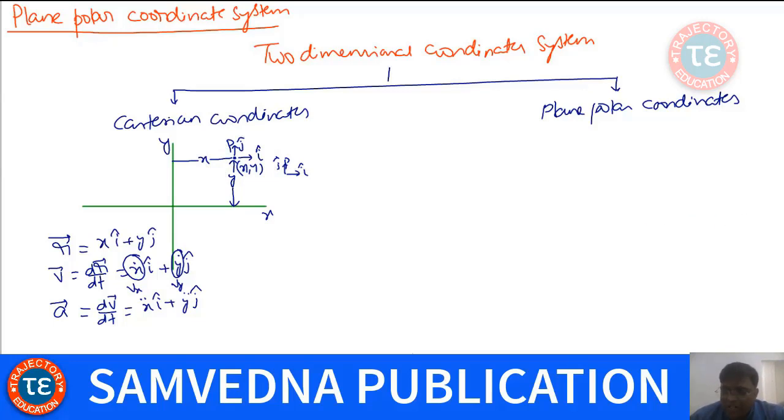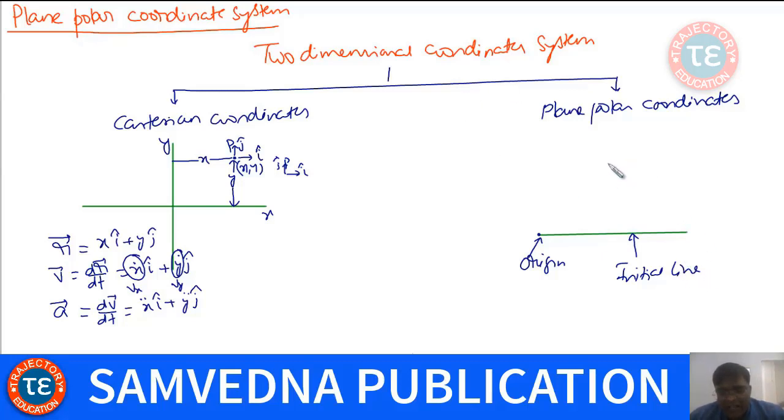In the case of the plane polar coordinate system, you don't have x and y axes. You have an origin and an initial line. See, this is your origin and this is the initial line. Get your point? This is your origin. And this line is called the initial line. Got it?